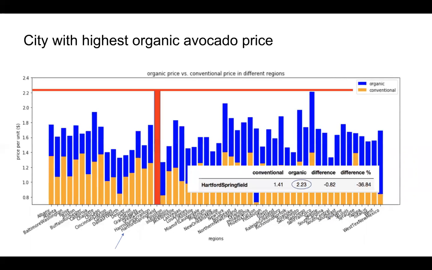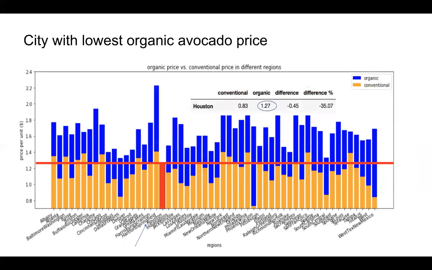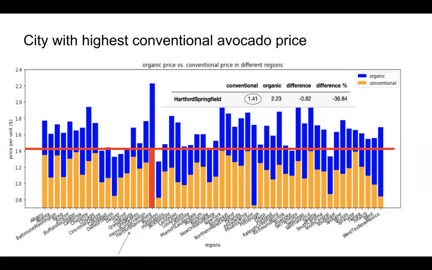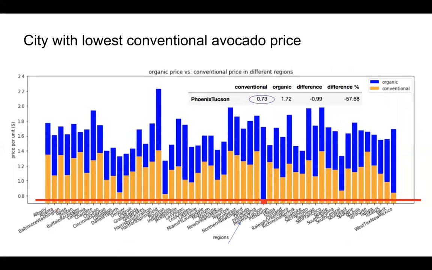And then we find the city with the highest organic avocado price is Hartford Springfield, which has the price of $2.23. In comparison, Houston has the lowest organic avocado price, which is almost half of that in Hartford Springfield. For conventional avocado, Hartford Springfield again has the highest price, $1.41. However, Phoenix Tucson only has a conventional avocado price of 73 cents.